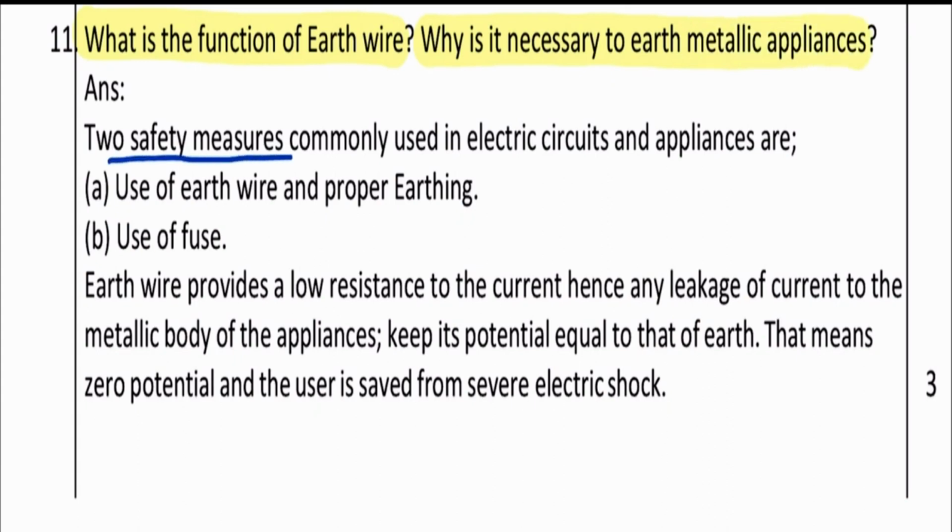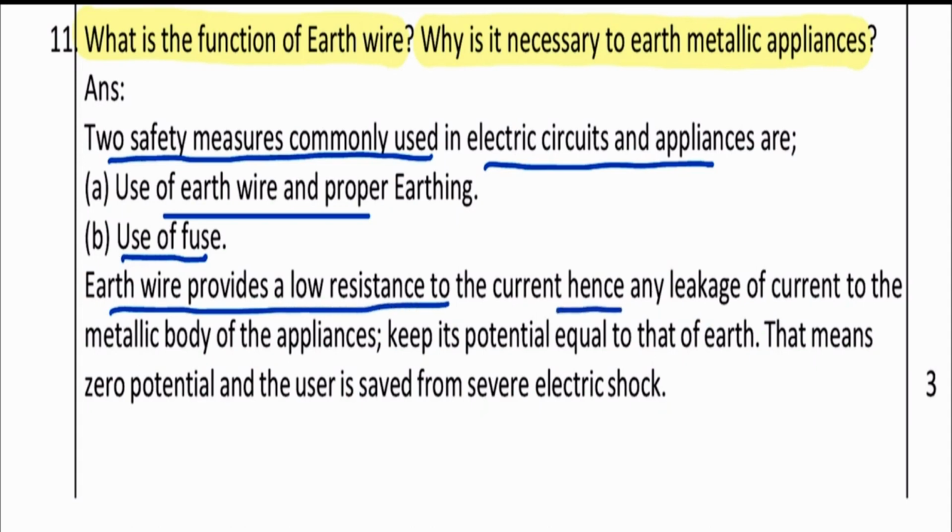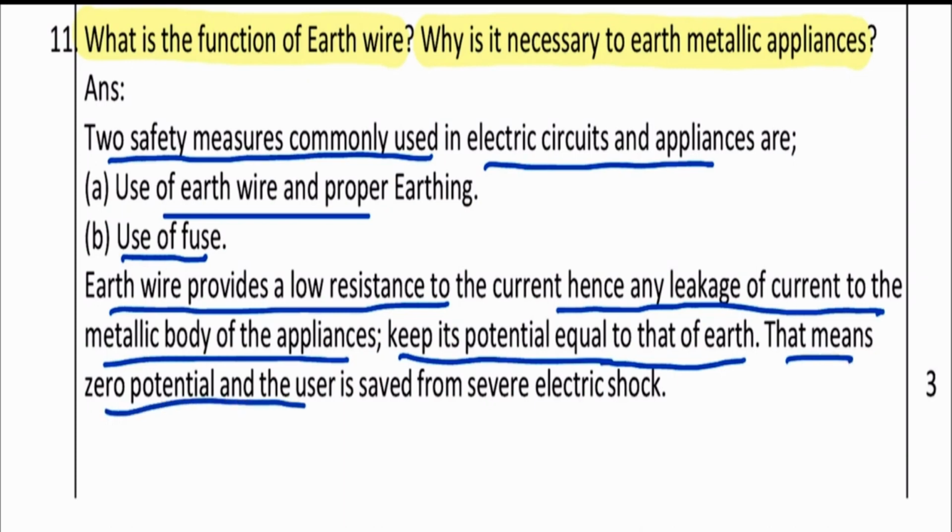Answer. Two safety measures commonly used in electric circuits and appliances are use of earthwire for proper earthing, and use of fuse. Earthwire provides a low resistance to the current, hence any leakage of current to the metallic body of the appliances keeps its potential equal to the earth. That means zero potential, and the user is saved from severe electric shock. As you can see, whenever we touch refrigerator corners or computer CPU corners, we get a mild electric shock. To prevent that from happening, earthwire provides the lower resistance.